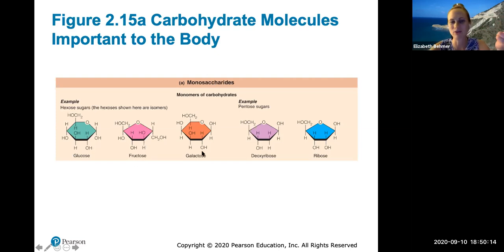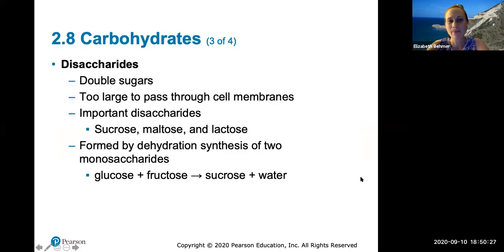Fructose and galactose, they're monosaccharides because they're one sugar by themselves. Deoxyribose is another monosaccharide. It's its own simple sugar by itself, and ribose is a simple sugar as well.